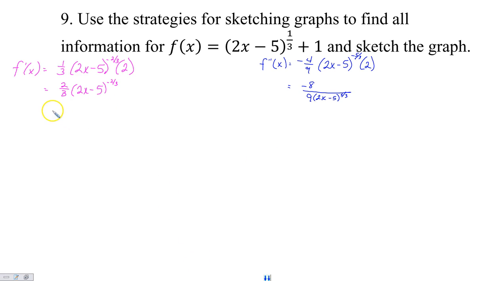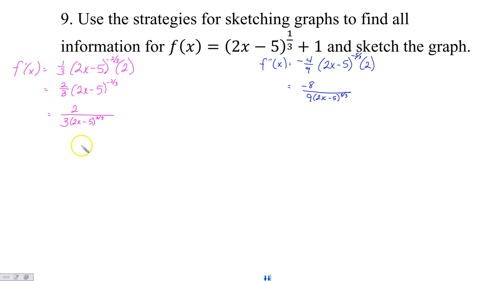So let's go back and look at our first derivative. This is going to be 2 over, and we can write this as 3. We'll probably be using our calculator for a lot of this, so we can leave this as the 2/3 power or the cubed root of that squared.